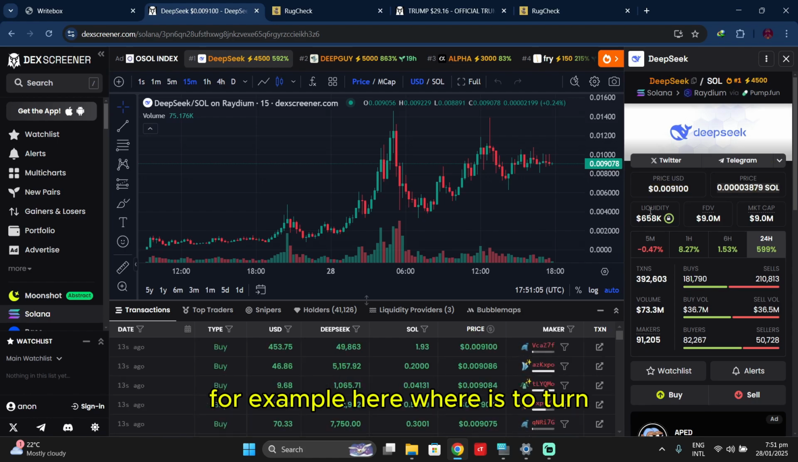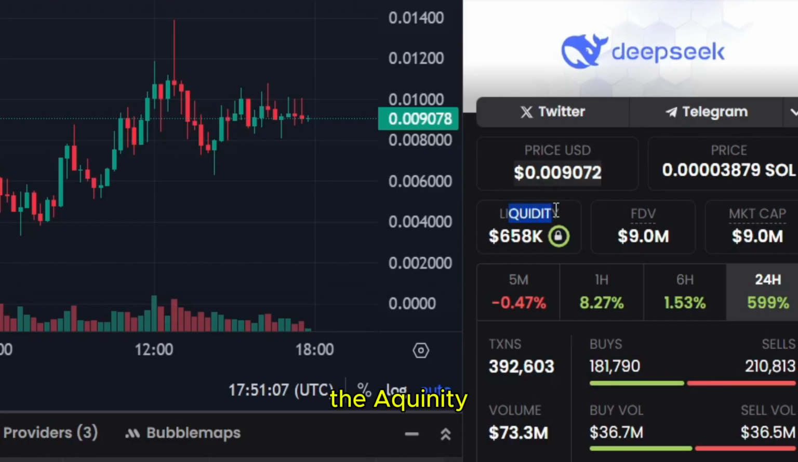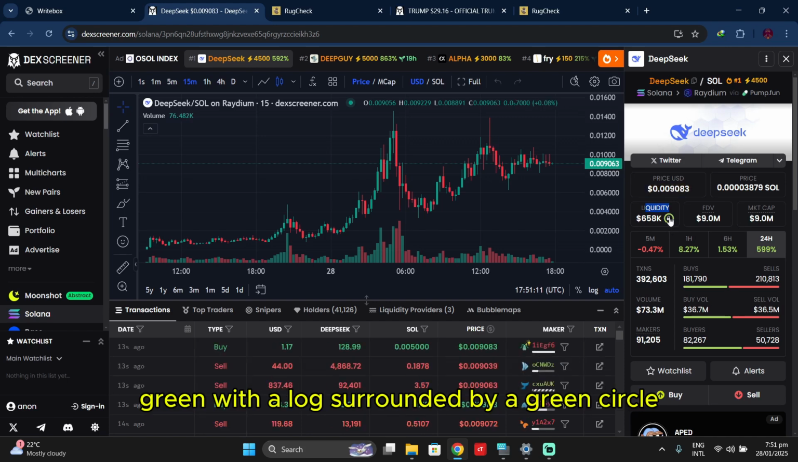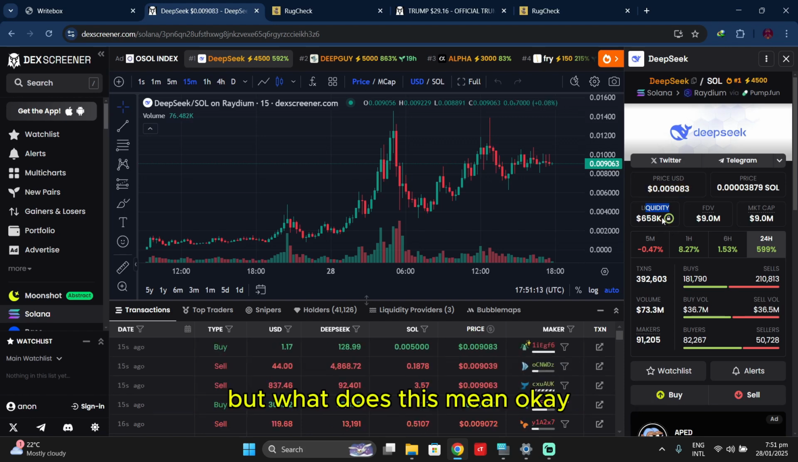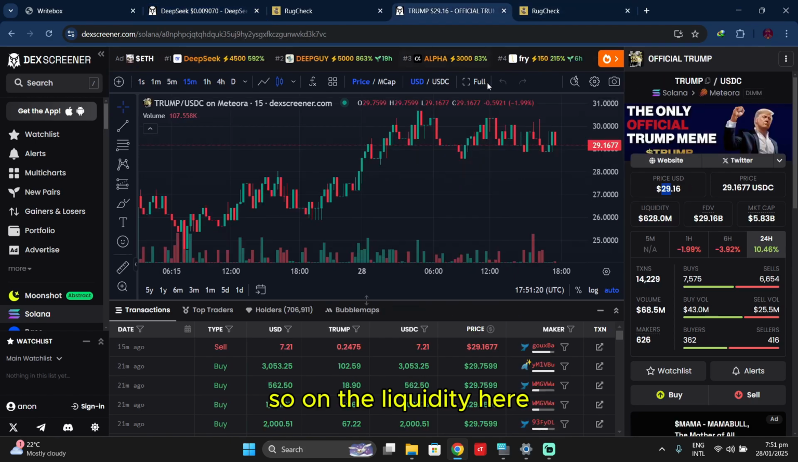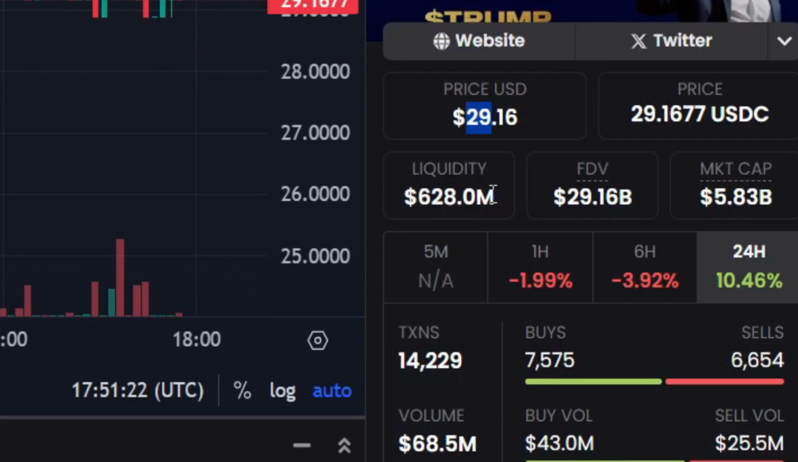For example, here where it's written liquidity, we've got a lock surrounded by a green circle. But what does this mean? Let me go back to official Trump. On the liquidity here, you can see that there is no padlock with a green circle. But what does this mean?